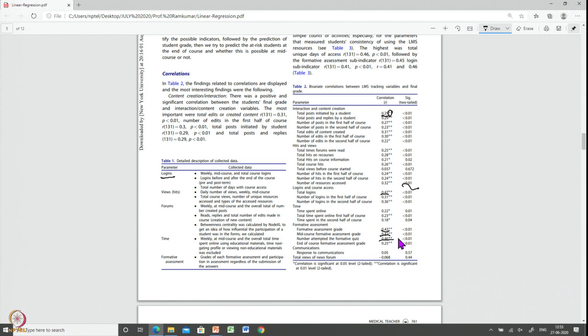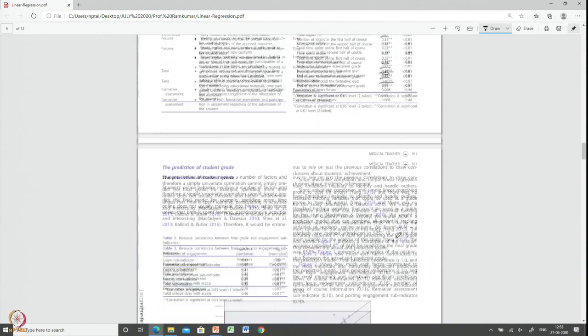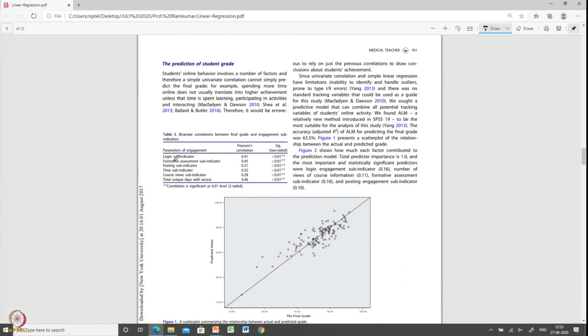So what they did, they combined these feature values. Again, this split gave us 6 variables. Let's look at it. They made it into 6 parameters of engagement: the login indicators, formative assessment, posting time, course views, and total unique days. They made them into 6 variables: x1, x2, x3, x4, x5, x6, and that's the value.